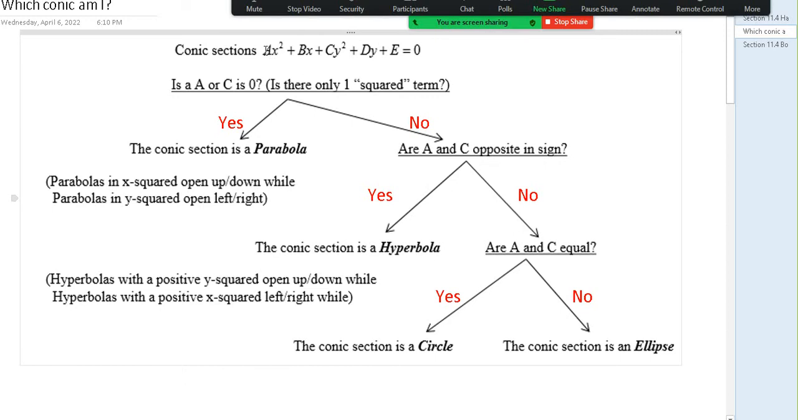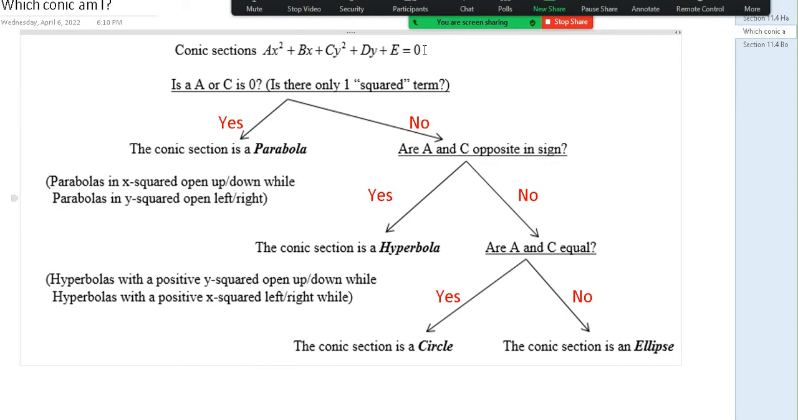If both of these are positive, then you've got to look a little further and ask, is the coefficient of A and C the same? If they are, it's a circle. If not, it's an ellipse. So that's kind of the breakdown of looking at these things and knowing what conic section you've got. So hopefully that helps.